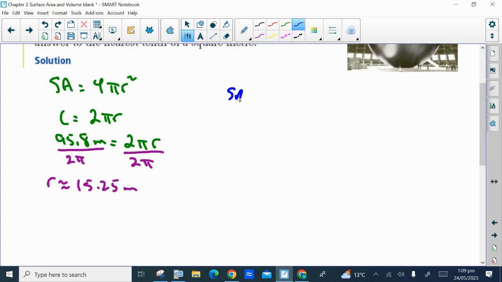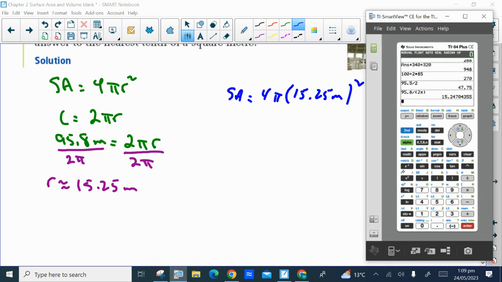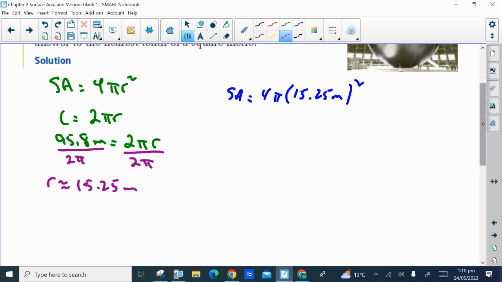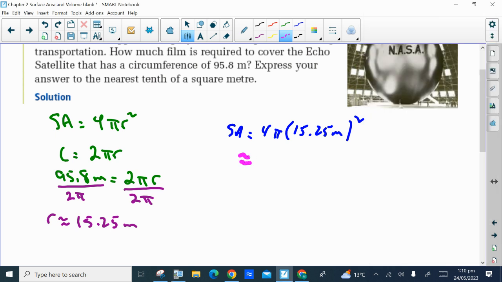So now we can find surface area. It's 4 pi times the r value that we found, which is approximately 15.25 meters, and that number needs to be squared. So if we go to our calculator, we can square it right now, and then multiply by 4 pi. Notice you don't actually have to put a times in between the 4 and the pi. 4 pi means 4 times pi. So there's our answer. It says to the nearest tenth of a square meter, 2921.3 would be our answer, approximately.